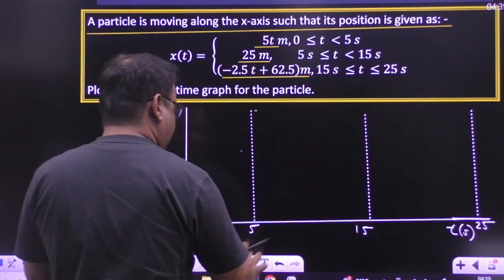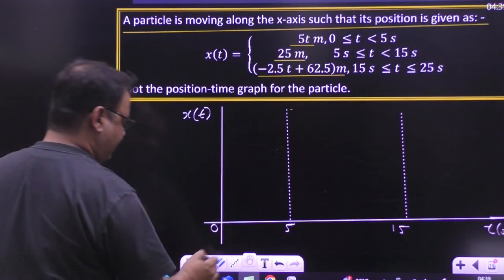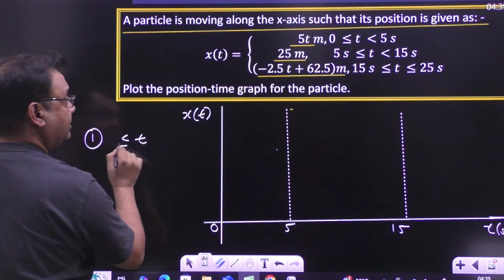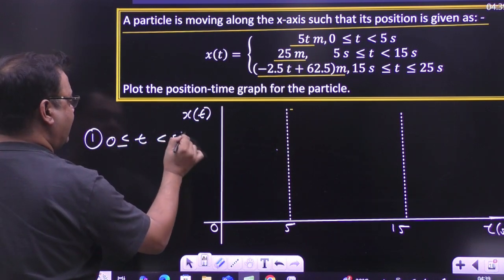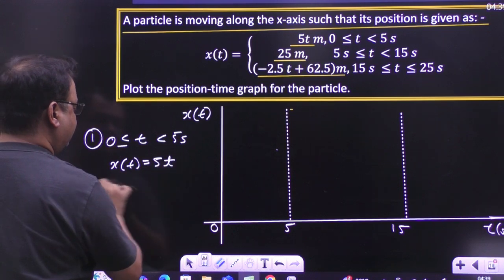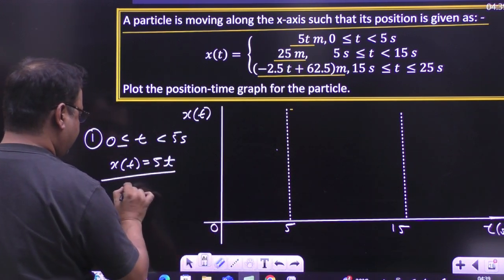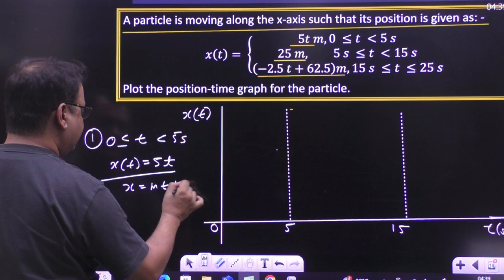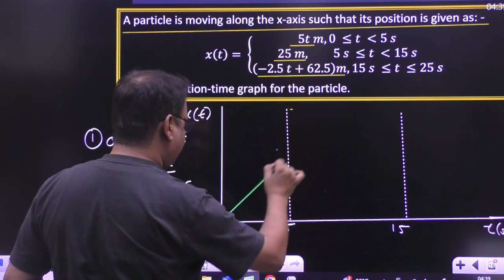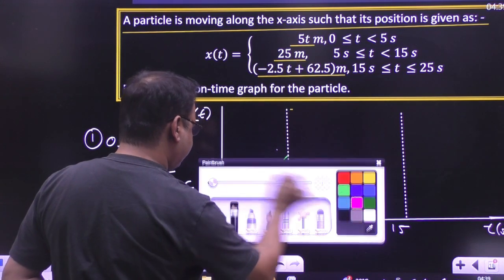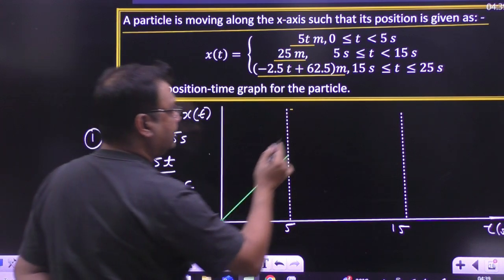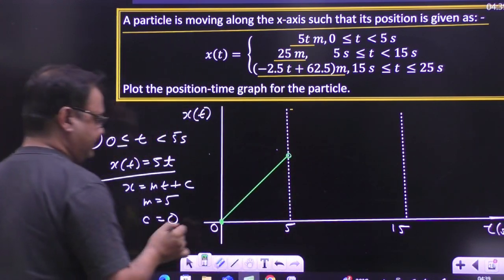Okay, now let's see segment 1. When t is between 0 included and 5 seconds, x as a function of t is 5t. So you can see x is equal to mt plus c. m is equal to 5 and the intercept is 0. So the graph will start from the origin. There is no intercept and this value is included, at t equal to 0 the particle is at the origin. 5 is excluded, so I am making a hollow circle here.